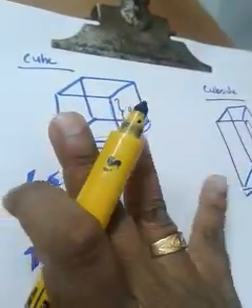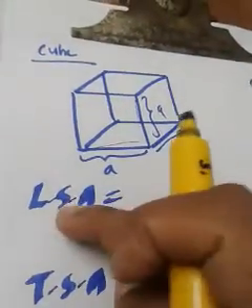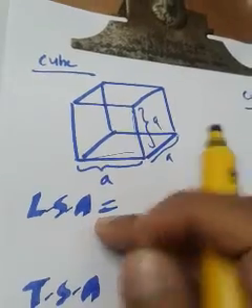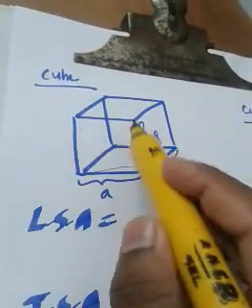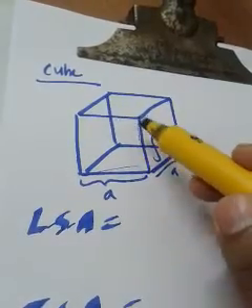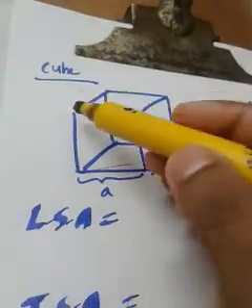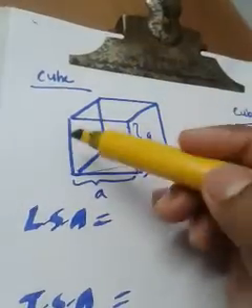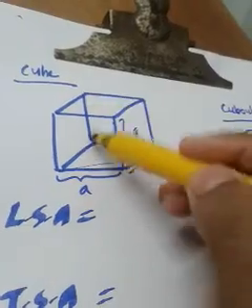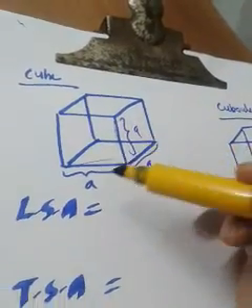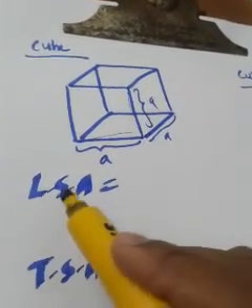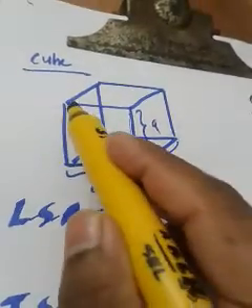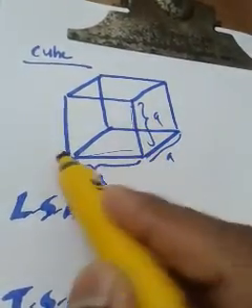4 lateral surfaces are there in the cube, isn't it? So in the case of a cube, lateral surface area is nothing but area of front face, area of this side face, area of this side face, and area of back face. So 4 areas, when you add, you will get lateral surface area. And what is the area of this front face?